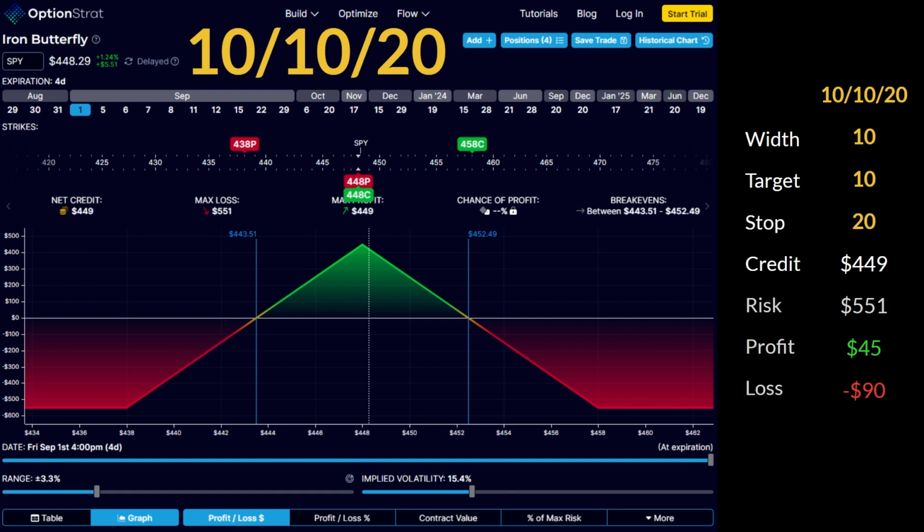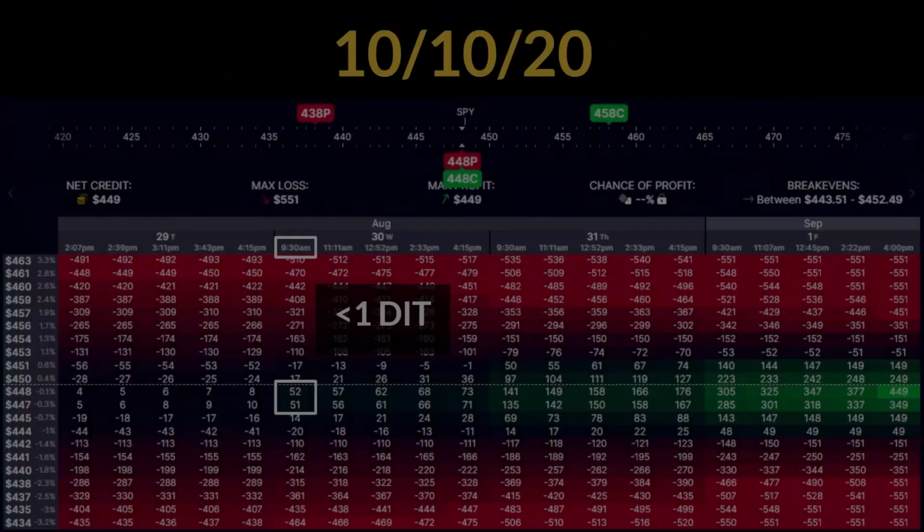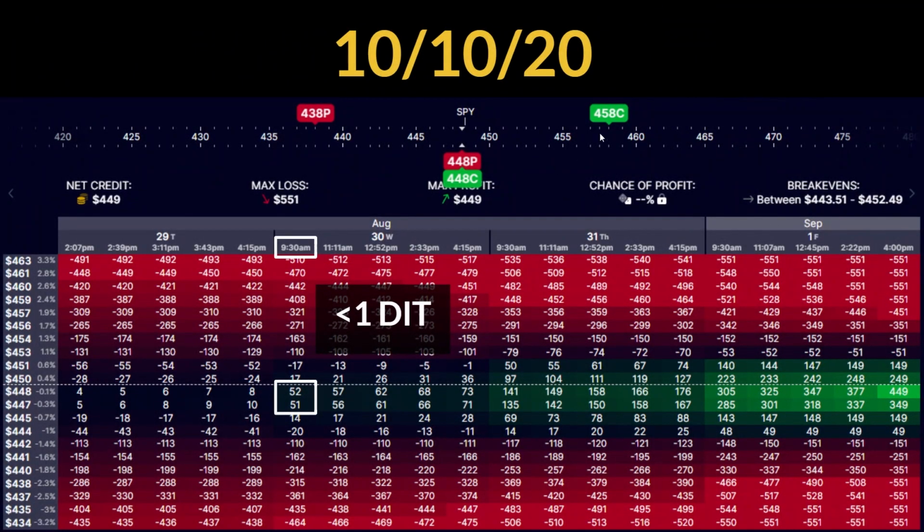So if I'm looking for a profit goal of $45 here, let's take a look at the table version of OptionStrat on this trade. Right now this is just the profit and loss graph, but here is the table version. And you can see the iron fly is still 10 strikes wide. It's the same one we're looking at in the previous slide. But now, when am I going to reach that $45? If the trade was opened here on this Tuesday, when do I start getting into about $45 in profit? Well, it looks like it's at the open of the next day. So this is less than 1 days in trade, so less than 1 DIT.